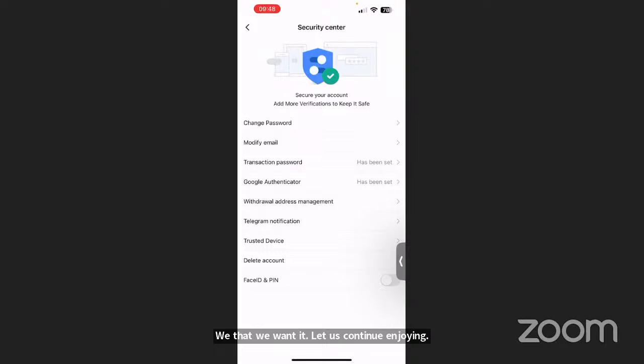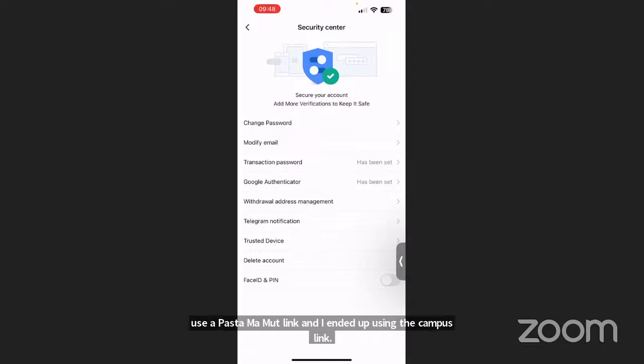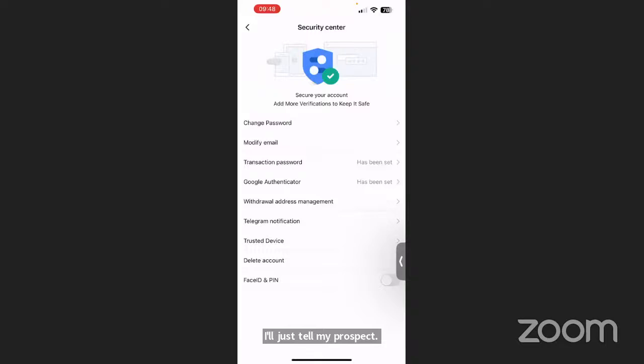But you can also delete for another reason. Maybe I wanted to use Pastor Mahmoud's link and I ended up using Leader Campus link. I'll just tell my prospect, please delete that account. Log in, go to security center, tap on delete account, so I can give you a new link. That one is done. So delete is for two reasons.